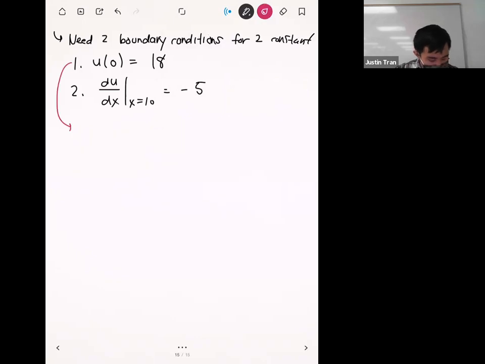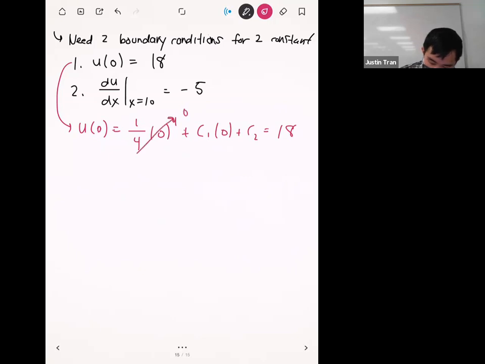In this first boundary condition, we're going to plug in 0 for x into our solution u of x, so we evaluate u of 0. It's going to be equal to 1/4 times 0 to the 4th power plus C1 times 0 plus C2, and this is going to be equal to 18. Since those first two terms have a 0 multiplying them, they're going to equal 0. And so applying our first boundary condition, we get simply C2 is equal to 18.